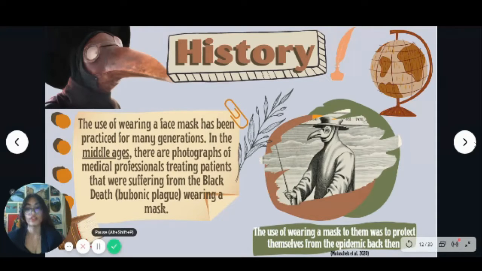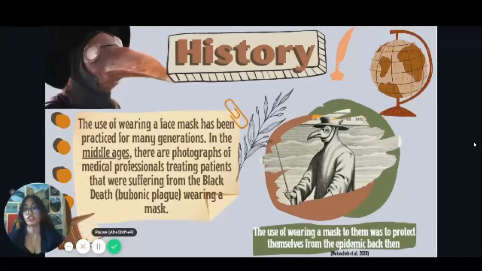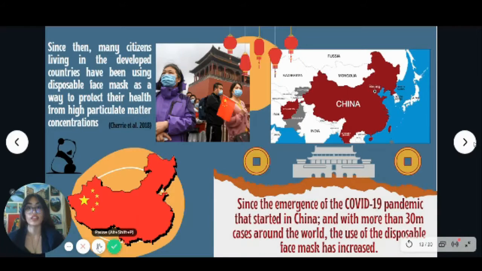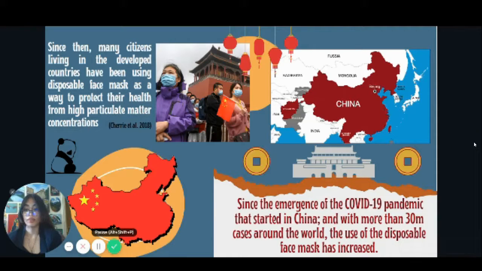The use of wearing a face mask has been practiced for many generations. In the Middle Ages, medical professionals were seen to wear a beak-like mask to protect themselves from the blight during an epidemic. Since then, many citizens living in developed countries have been using disposable face masks as a way to protect their health from high particulate matter concentration. Since the emergence of the pandemic that's happening now, with more than 30 million cases around the globe, the use of the disposable face mask has increased.